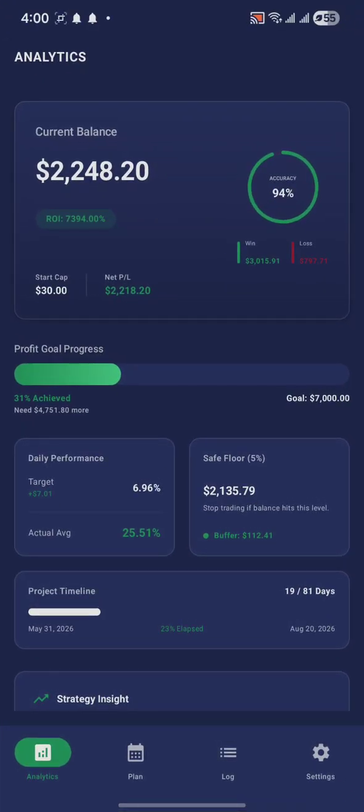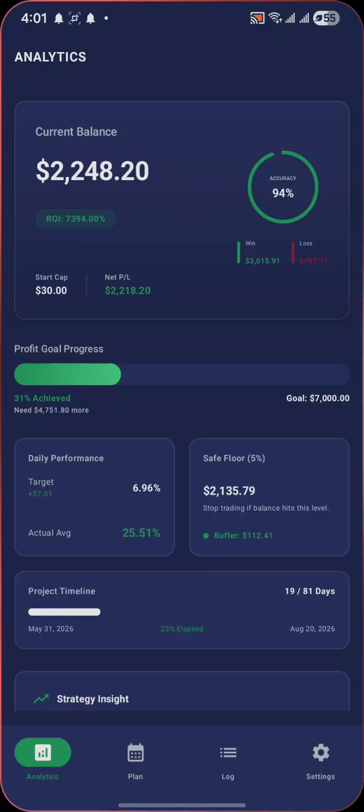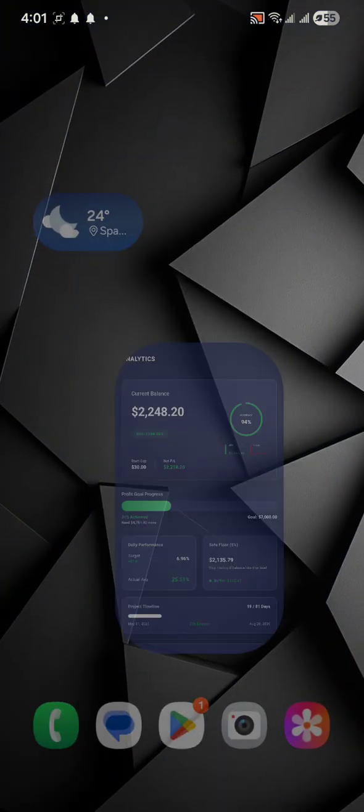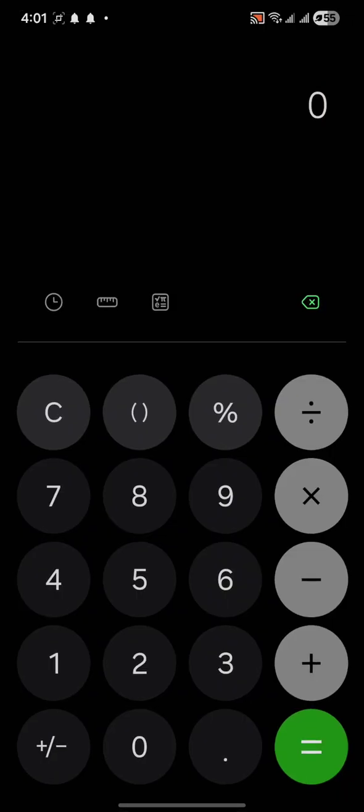Alright, so the first thing we do is check the app to see how much we can lose today. At least this helps with the emotional side. So say you're still within your system, so there's nothing wrong if you lose $112.